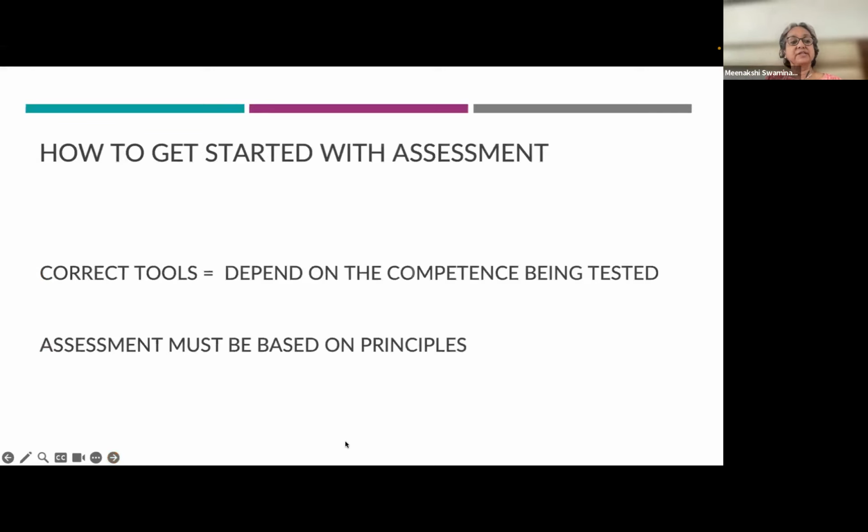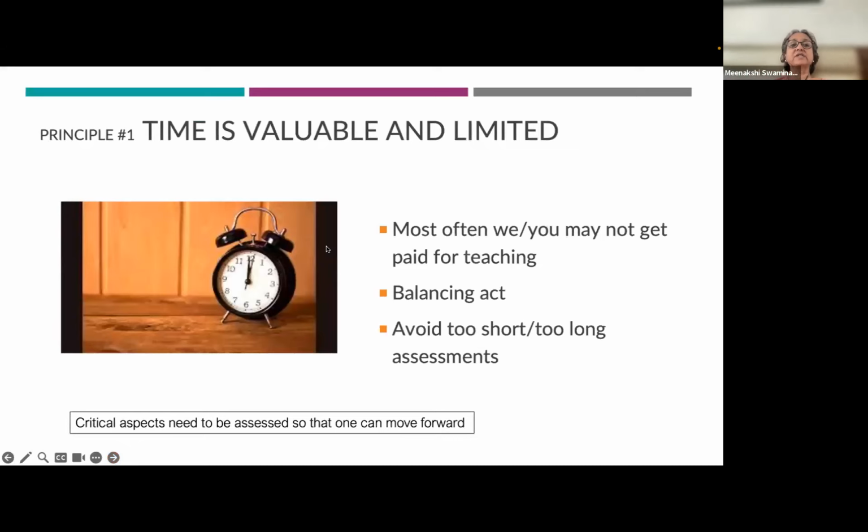How to get started with assessment? Well, we need correct tools. And correct tools really depends on the competence being tested. And assessment must also be based on certain important principles. So let's start with principle number 1.